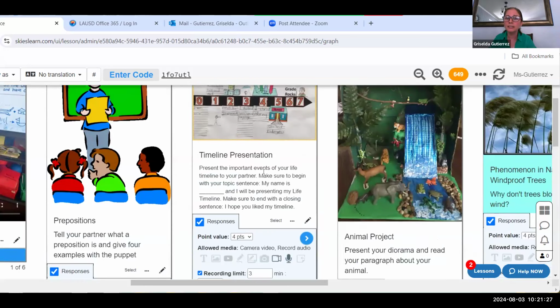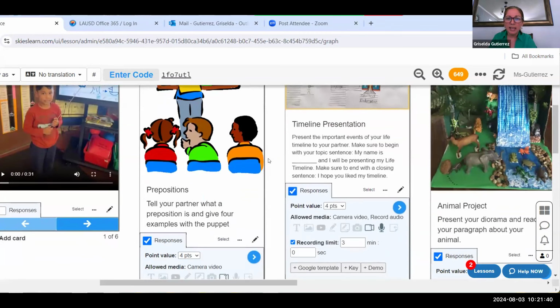They also did a presentation on timelines. This was just during their winter break. They had to do a timeline with their family, and then they came back with the timeline of important events in their lives. I told them that they had to present the important events of their lives on the timeline to their partner, because they were preparing for the presentations they were going to do on their animal project.